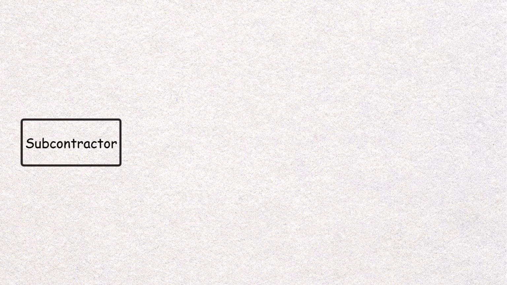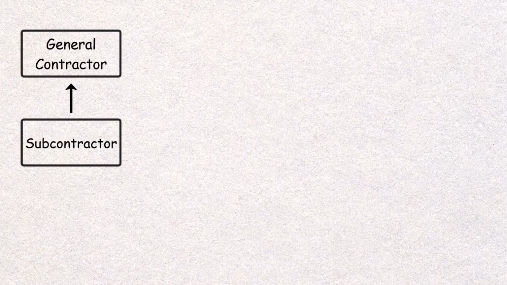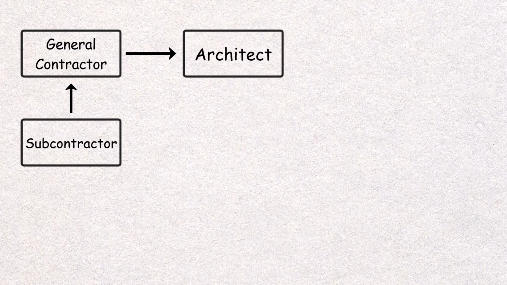Now let's walk through the typical submittal process using the standard industry workflow. Step 1. The subcontractor prepares the submittal, whether it's drawings, product cut sheets, or material samples, and sends it to the general contractor. Step 2. Once verified, the general contractor forwards the submittal to the architect or design team for review. This step ensures that what's being proposed is accurate, relevant, and ready for deeper technical evaluation.